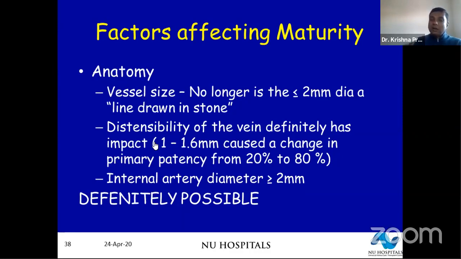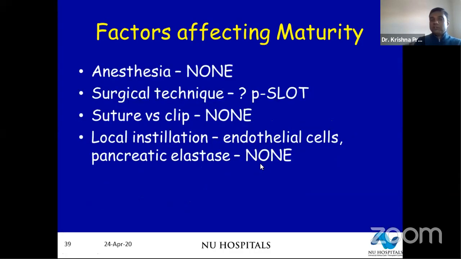But what has been underlined and very clearly told is the distensibility of the vein, which essentially means, is there thrombophlebitis in this vein? Is there a good quality vein? So any increase in diameter of the vein with a tourniquet from 1 to maybe 1.6 millimeters causes a change in primary patency from 20 to 80%. So your distensibility, which can be looked at clinically and demonstrated and measured by ultrasound, is what is going to change your outcomes. And obviously the artery diameter to be around 2 millimeters.